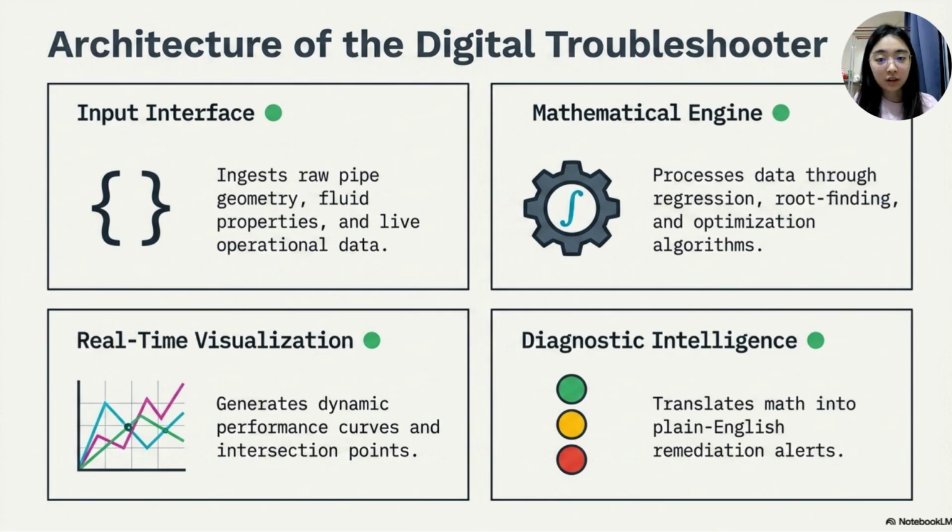The process begins with the input interface, where users enter pipe dimensions, fluid properties, static head, operating conditions, and the pump performance data. Next, the mathematical engine processes the data using several numerical methods, including polynomial regression, the Newton-Raphson method, and the optimization technique. Finally, the diagnostic intelligence evaluates the operating condition and generates recommendations such as adjusting pump speed, throttling the valve, or improving maintenance. At the same time, the application displays graphs and performance indicators to help engineers visualize the pump behavior.